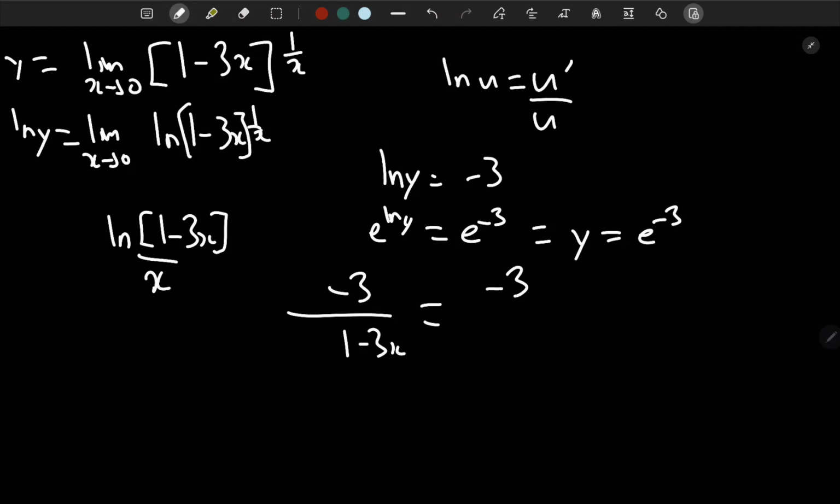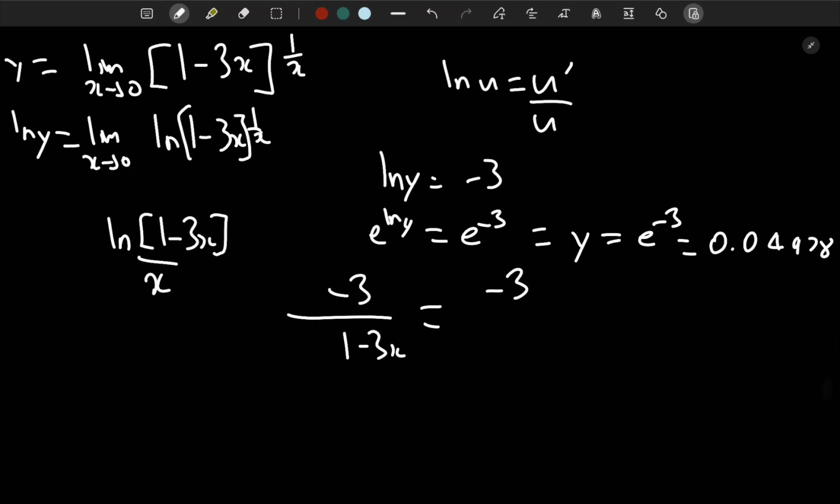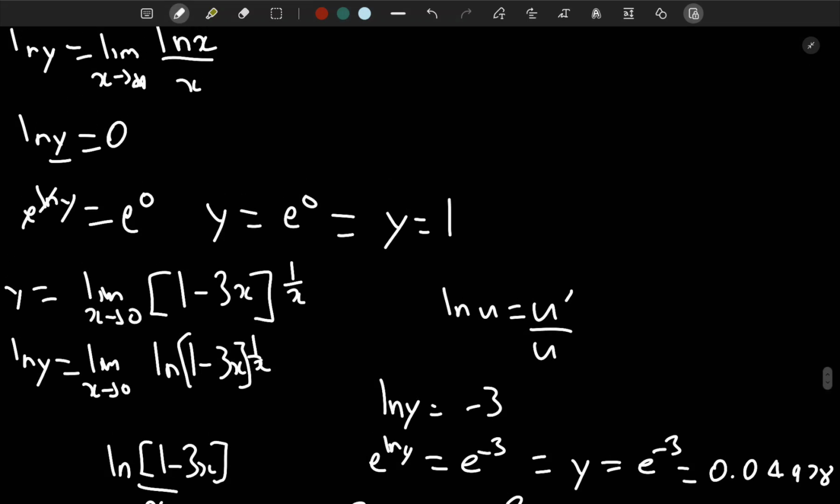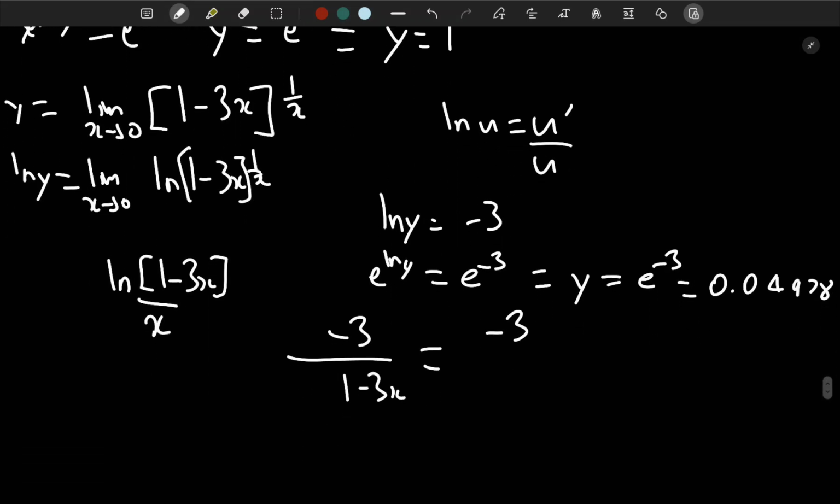We can type that on our calculator over here, and we will get the exact value as 0.04978 and so on. So as always, I do have a shortcut method for you guys for limits even. So let's go to this question. Okay, let's use this question.